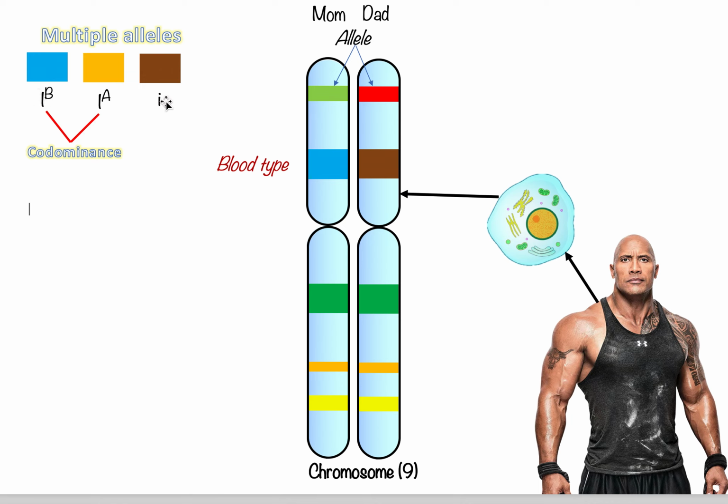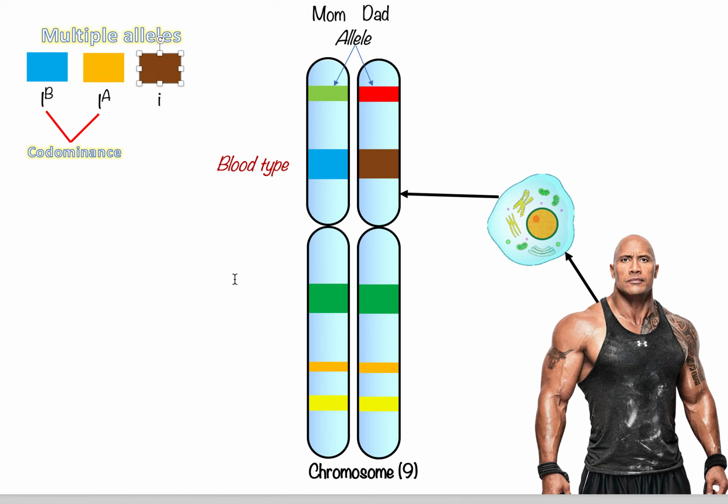This one is recessive. So i is recessive, okay? I'll give you many examples. Don't worry about this. So let's look at the rock. So the rock has this allele and this allele. What is this allele? This allele is IB. It's a dominant one, okay? And then he has this one, this recessive one. This one is recessive, meaning when it's next to a dominant one, it will not be expressed.